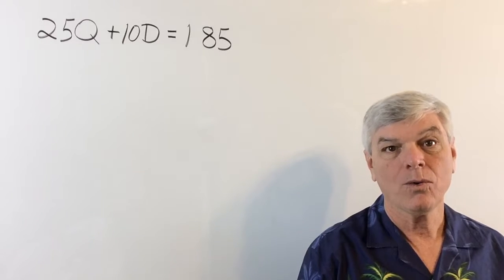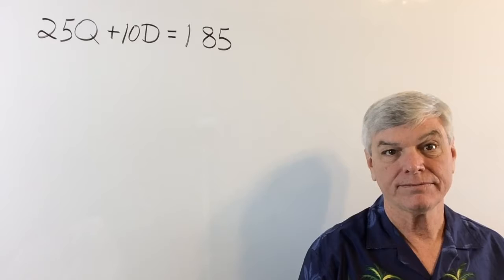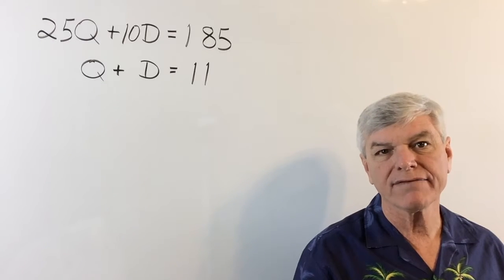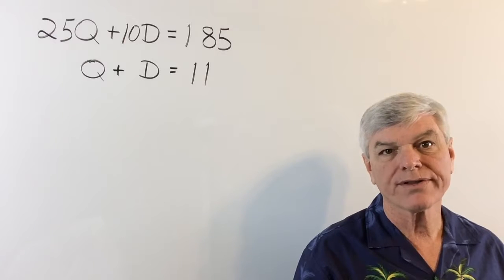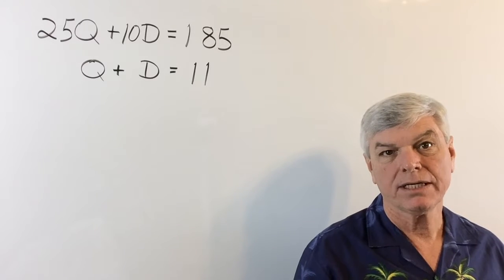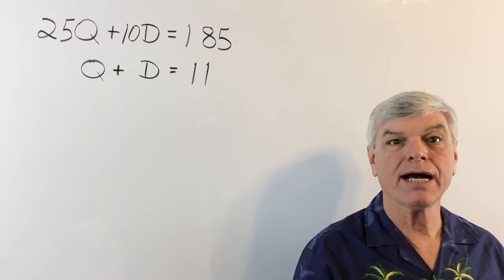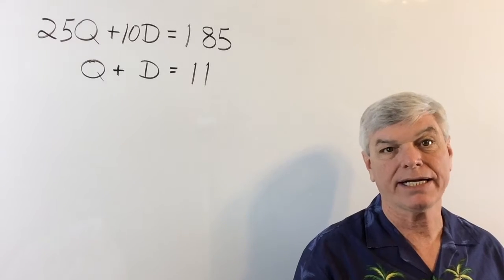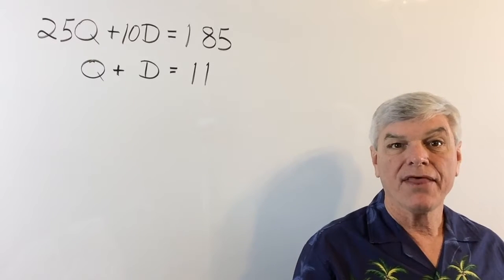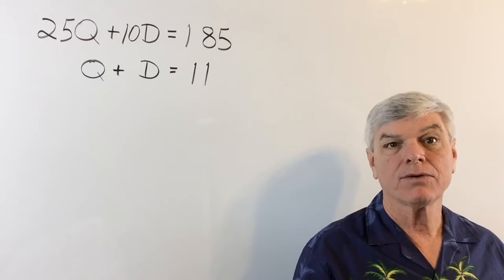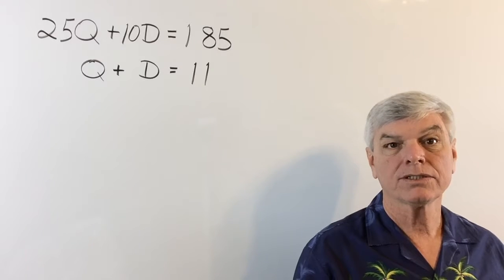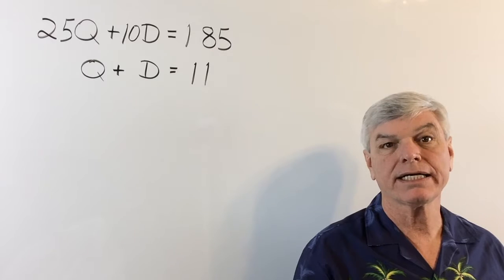Now, we have quarters and dimes. And how many did we have? Well, the problem said we had 11 coins, and the coins were either quarters or they were dimes. We don't know how many dimes we have. We don't know how many quarters we have, and that's what we're doing right now. We're trying to figure out how many of each we had. But that question is without regard to the value. So let's isolate either Q or D.